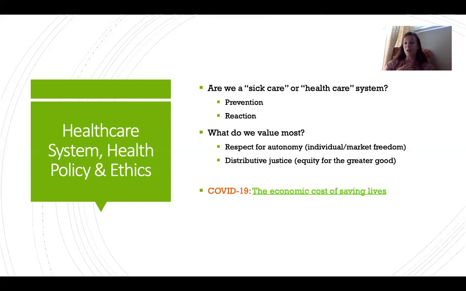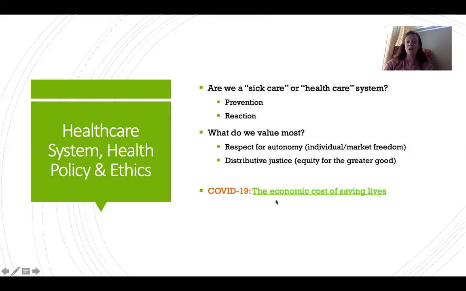Market freedom would have to do with, are we concerned with being able to buy our own health insurance, choose our own doctors, as opposed to having a more socialized form of healthcare? Or are we more concerned with the ethical principle of distributive justice, where we want everyone to have equal access, equal quality healthcare for the greater good, meaning that we have fewer freedoms, fewer choices, but then everybody is more likely to have access to the same offerings. So those values often conflict with each other, and we often have to choose between one or the other when we are working through policies in our healthcare system.